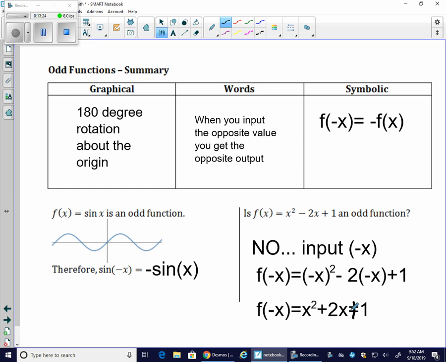So I know that was a lot to take in a video. We're almost at 14 minutes, but I hope this was helpful for understanding the difference between an even and an odd function.